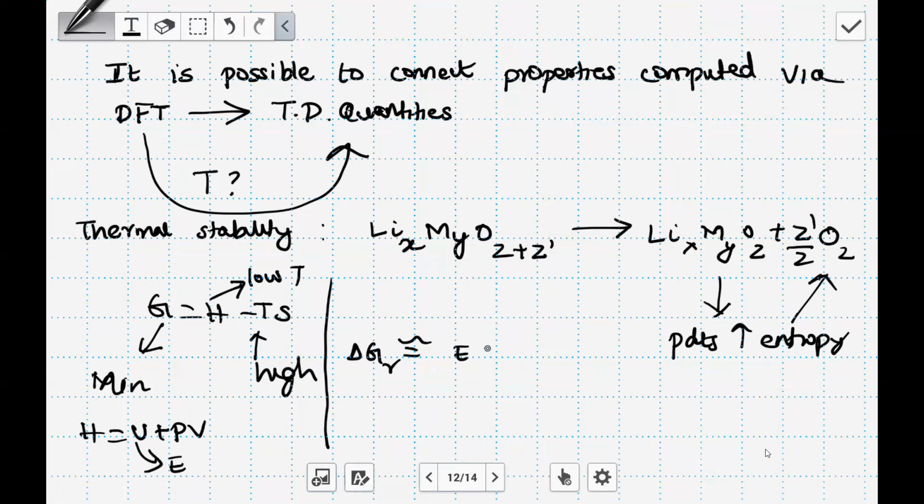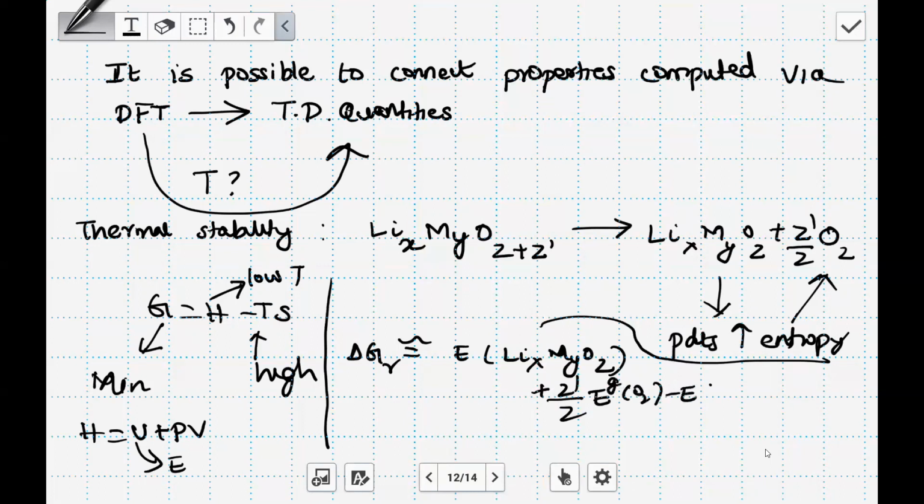You calculate in the gas phase. Minus, this is just a thermodynamic expression. This is nothing to do with quantum mechanics. So you are at a particular partial pressure of O2 at a particular temperature. What is it that we are trying to say? We can get this from DFT.